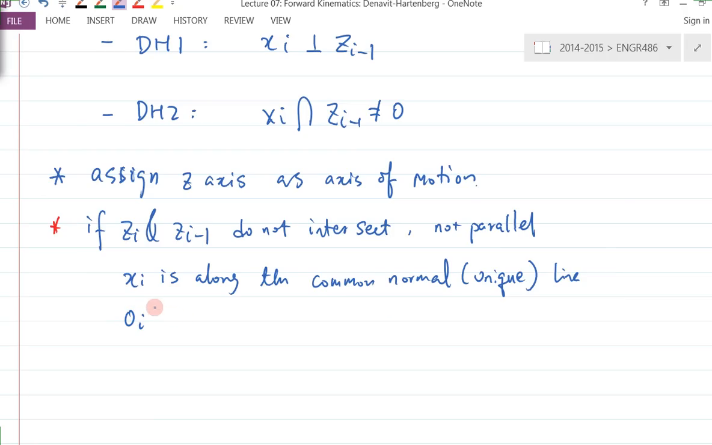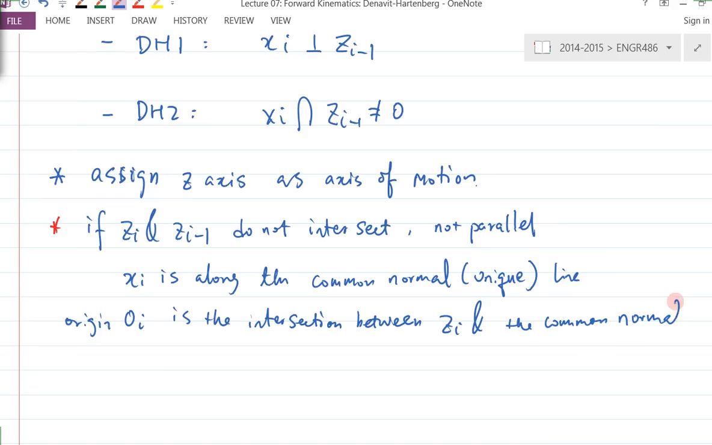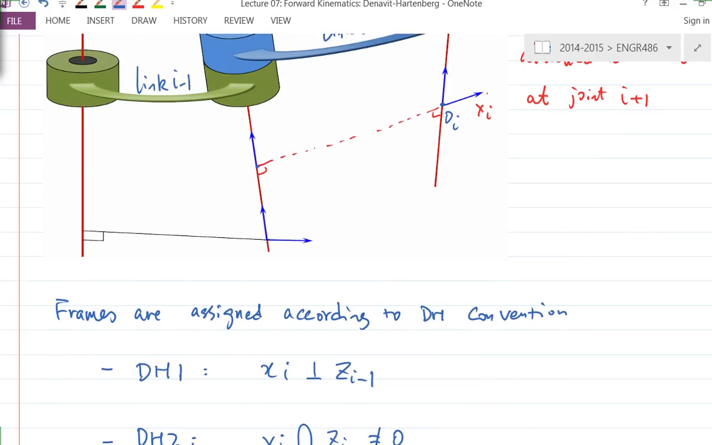And Oi, the origin, is the intersection between Zi and the common normal line. That's Oi, right? Same way as you determine for Xi minus 1, but then you have to look at the previous Zi minus 2. And this is going to be your Oi minus 1.